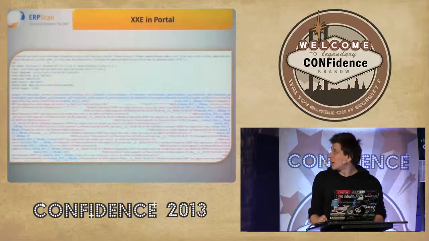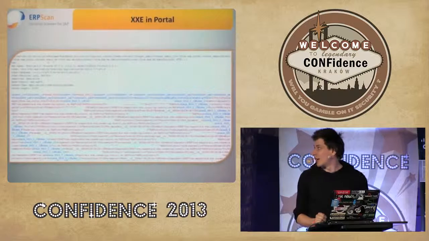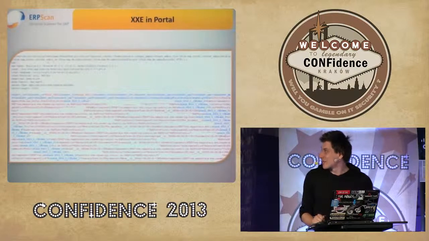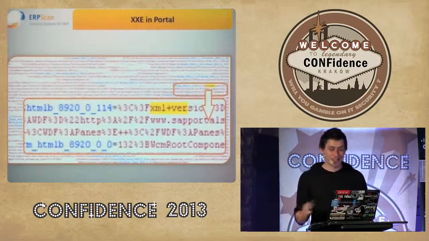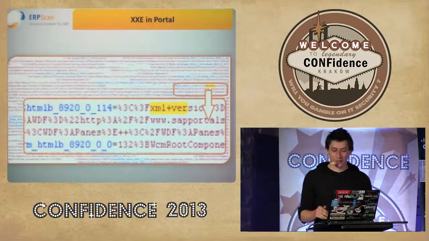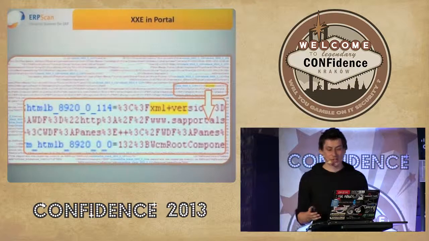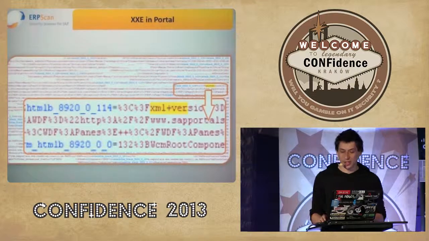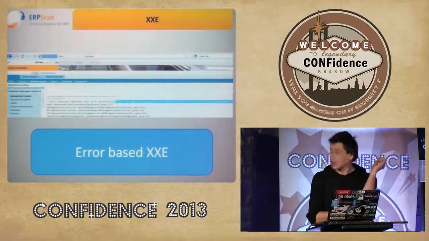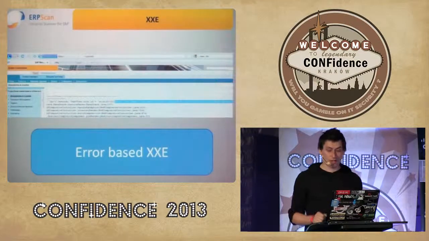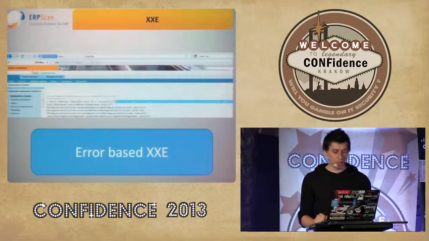This is an example of a typical POST request in the portal. I think it's very scary. It has many parameters, and there is something like XML in the middle of it. We will try to inject XXE there and ask it to return us the /etc/passwd file. And it works. The requested file has been pasted into the error message. We have an error-based XXE. We can read the file.